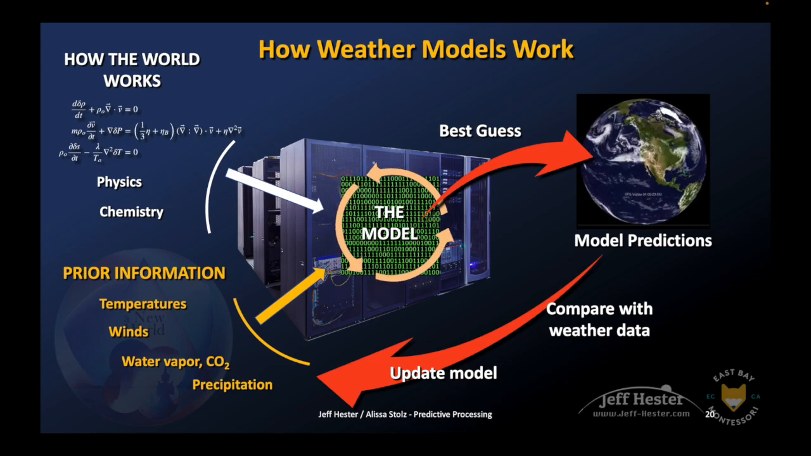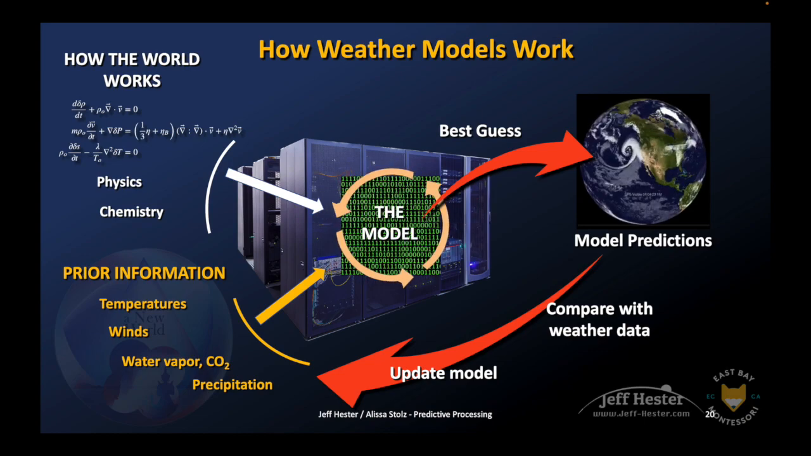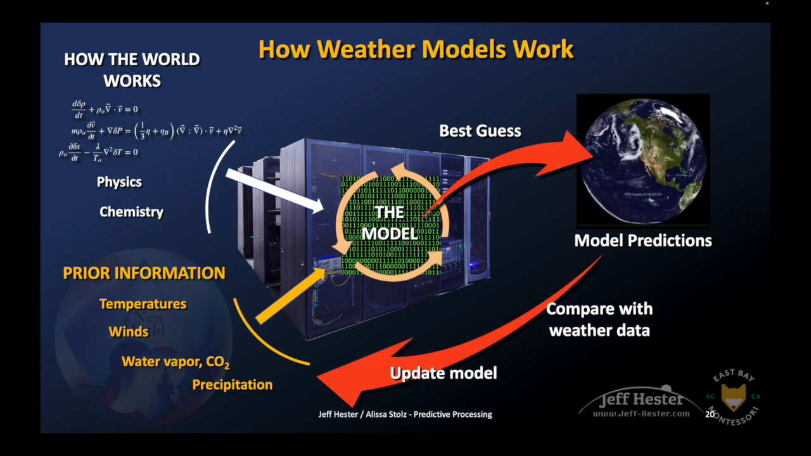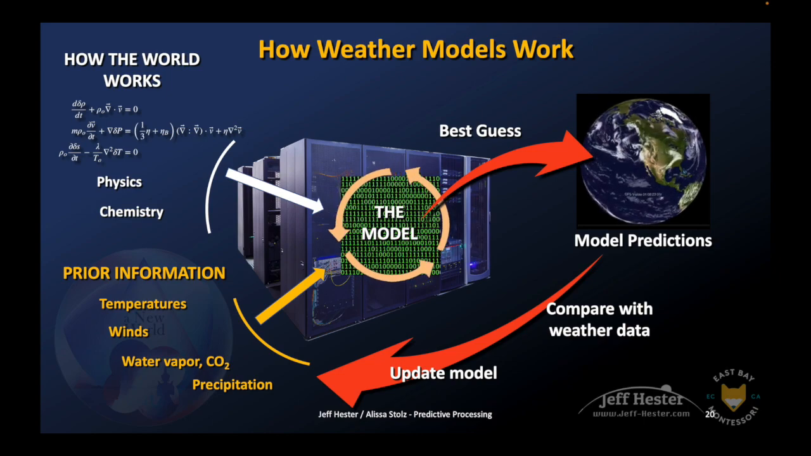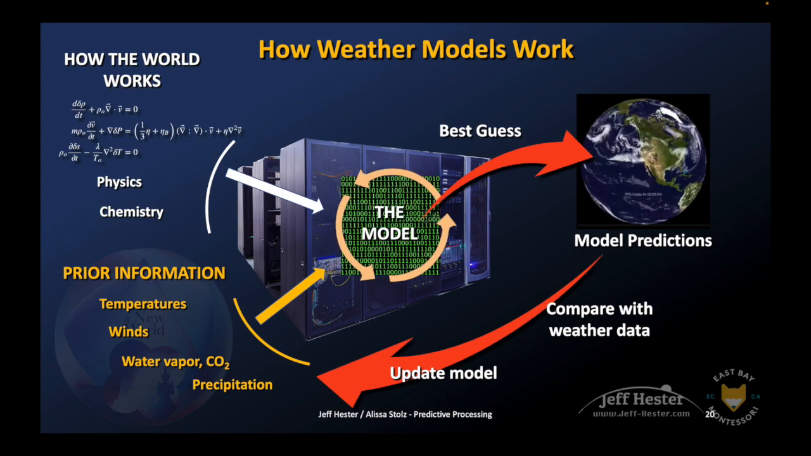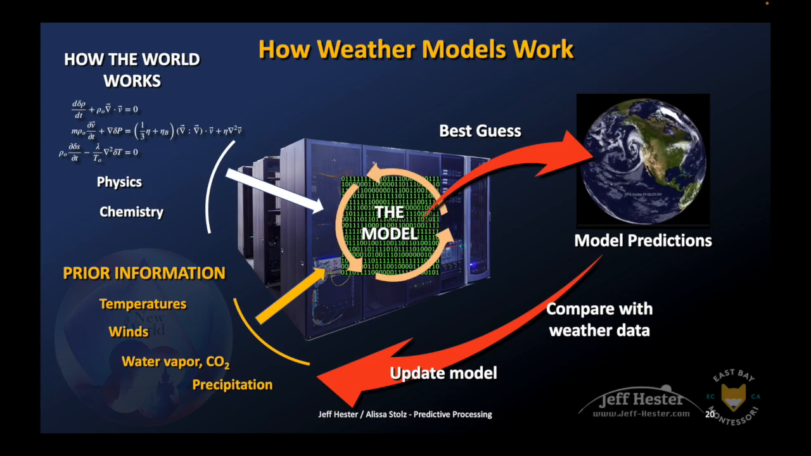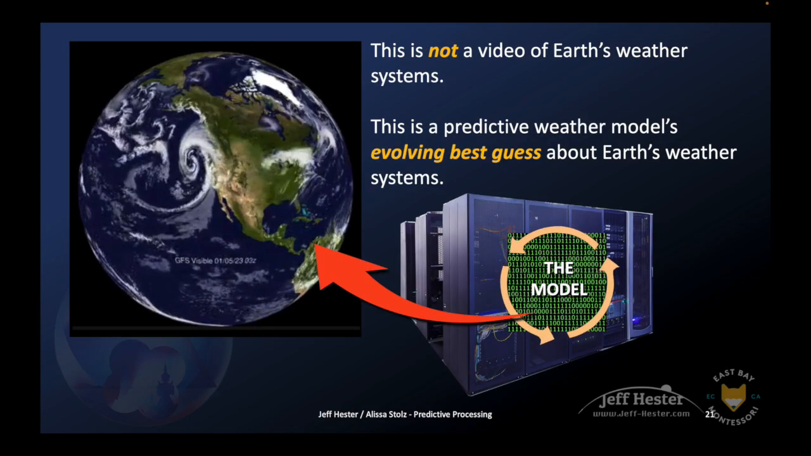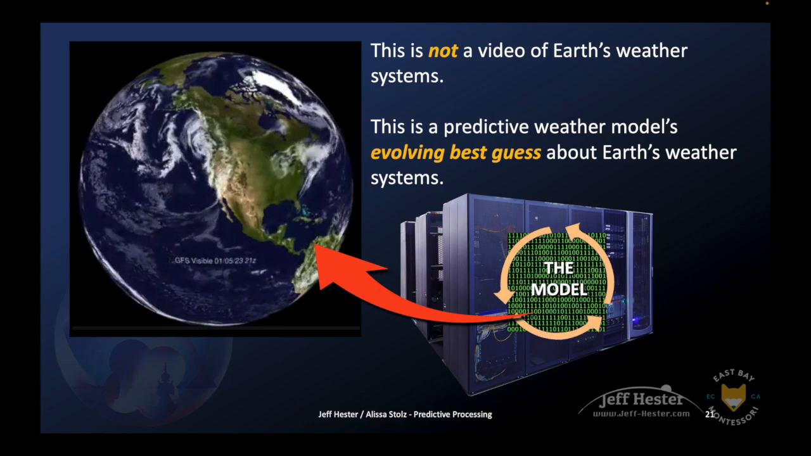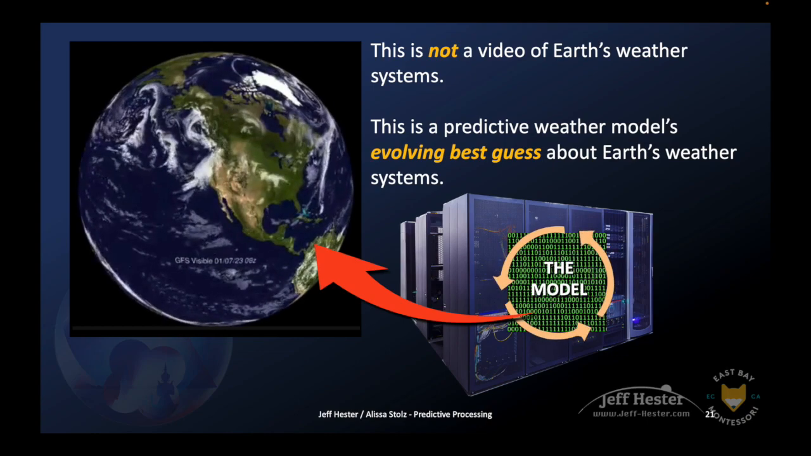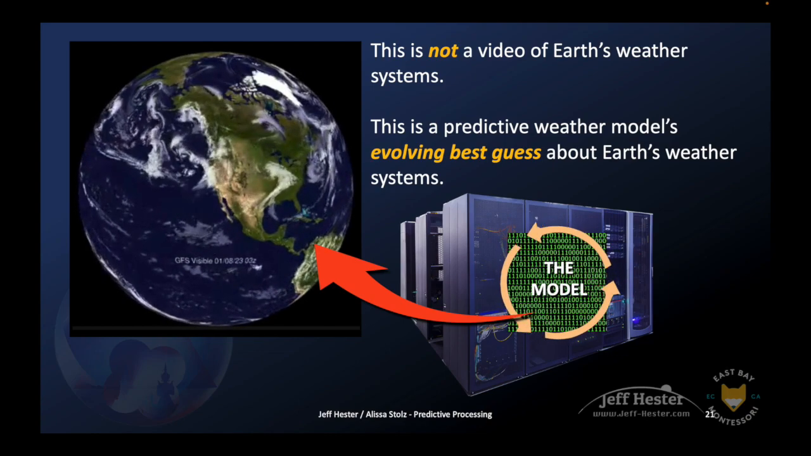What your brain does is it takes everything that you know about the world. It takes prior information about, okay, what information do I have? What signals coming in through eyes, ears, from my body, all of that stuff. And from that, it constructs a best guess about the world around you. This is not a video of Earth's weather. This is a predictive weather model's evolving best guess about Earth's weather systems.